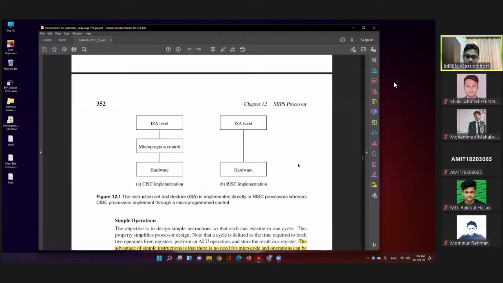All right, so look at these two pictures. You will have an idea of what the CISC processor is, what we have discussed earlier, and what the RISC types of processor is, what we are going to discuss right now. ISA means instruction set architecture.